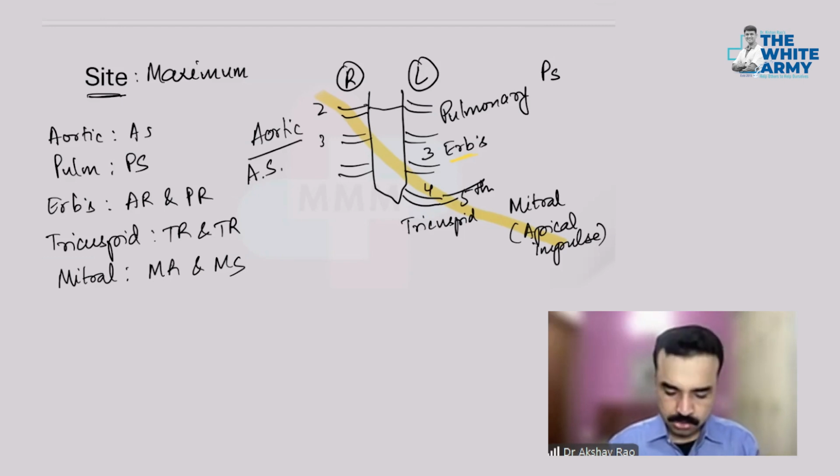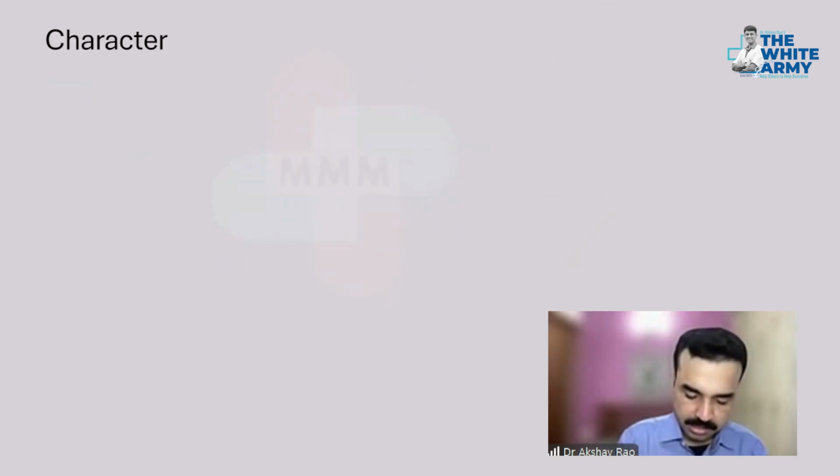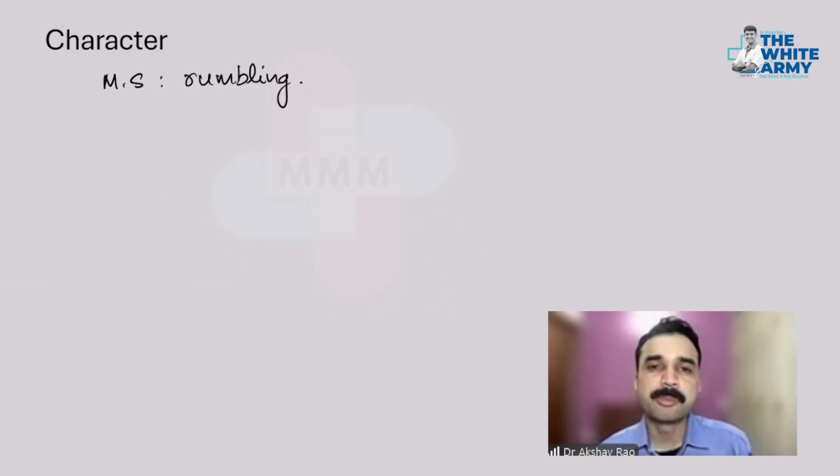Character. So C stands for character. Different murmurs may have different characters. For example, a mitral stenosis murmur has a rumbling character. So you won't forget it. The thing is, mitral stenosis murmurs are slightly difficult to pick up, but once you hear it, you won't forget it. It's a rumbling murmur. So it'd be like this, drr, drr, like that. So it's like a rumble. Okay, so you won't forget the character of a mitral stenosis murmur.